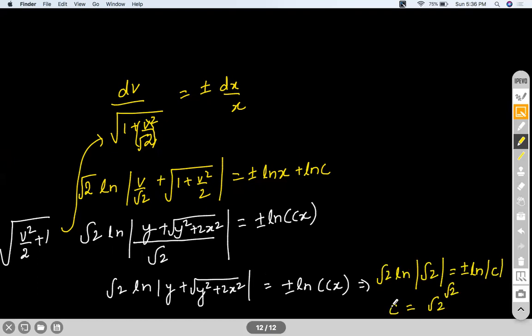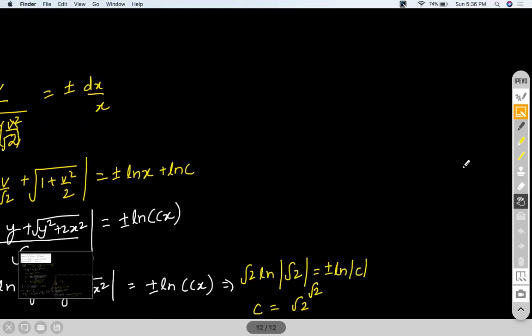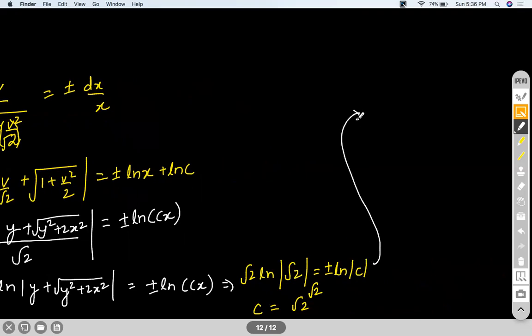In fact, you can say plus minus there also. So if you have a minus, it will become minus 1 by root 2. Let me just account for that here. So c is equal to root 2 to the power plus minus root 2.